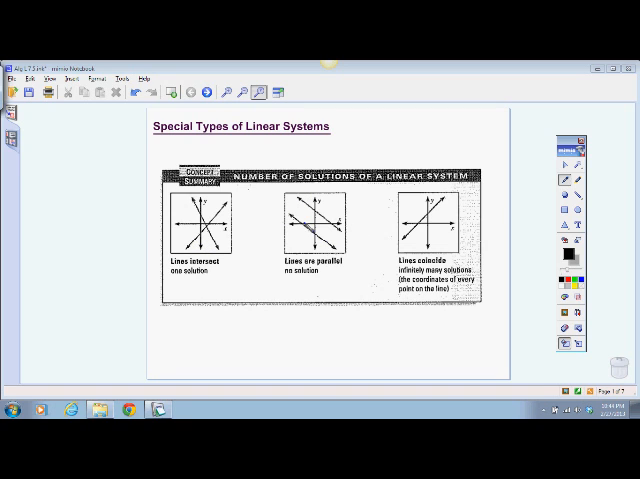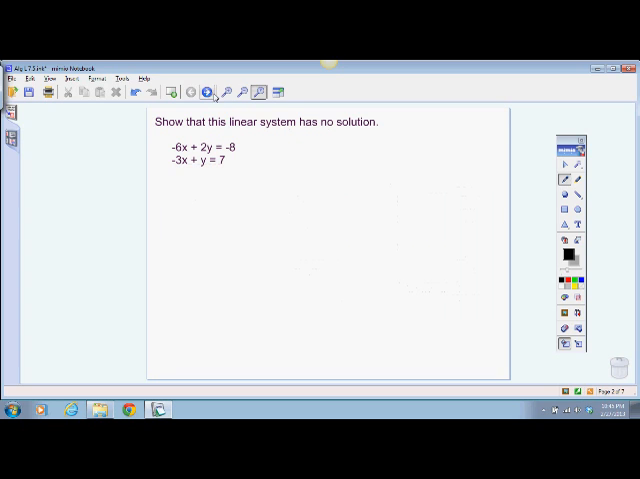But if they run parallel to each other, and remember parallel lines have the same slope, that means there is no solution because there's no intersection point. And if the two lines end up being the exact same thing when you put them in slope-intercept form, that means they're going to have infinitely many solutions, because every point on the line is going to be a solution of both equations. So let's look at an example.